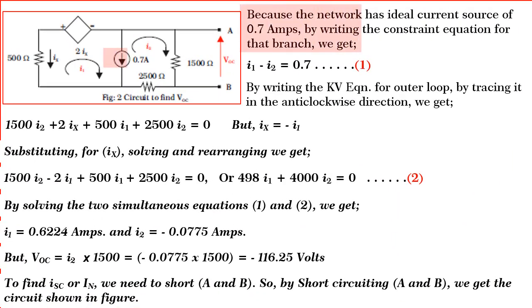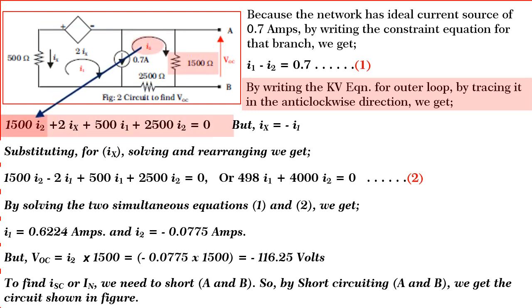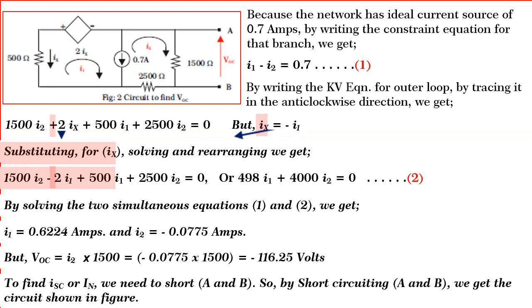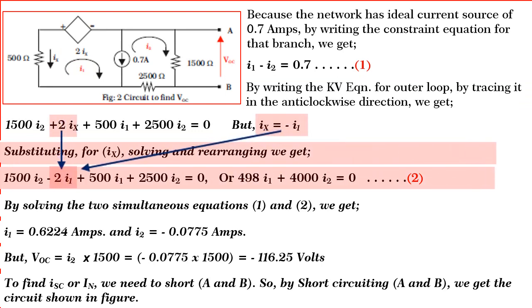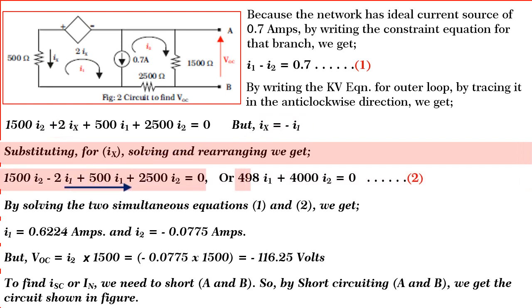Friends, because the network has an ideal current source of 0.7 amperes, by writing the constraint equation for that branch, we get I1 minus I2 is equal to 0.7. By writing the Kirchhoff's voltage equation for the outer loop, by tracing it in the anticlockwise direction, we get 1500 I2 plus 2Ix plus 500 I1 plus 2500 I2 is equal to 0. But Ix is equal to minus I1. Substituting for Ix, solving and rearranging, we get 498 I1 plus 4000 I2 is equal to 0.